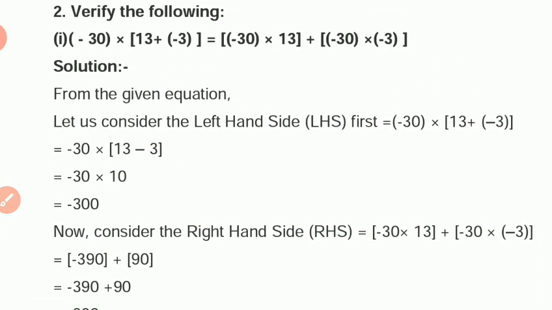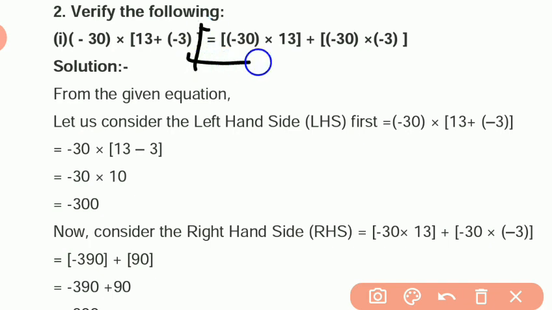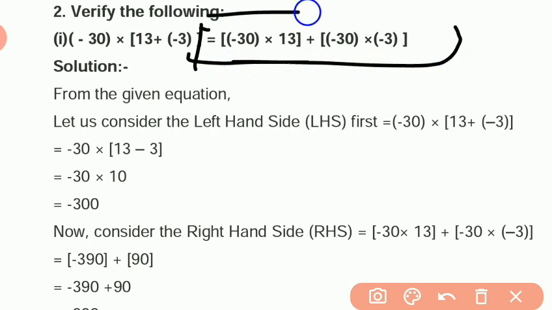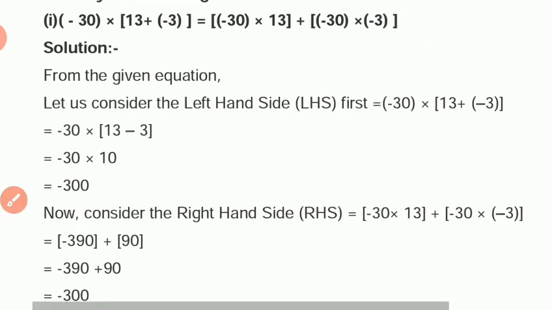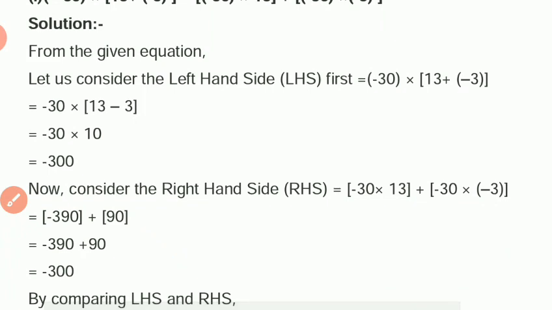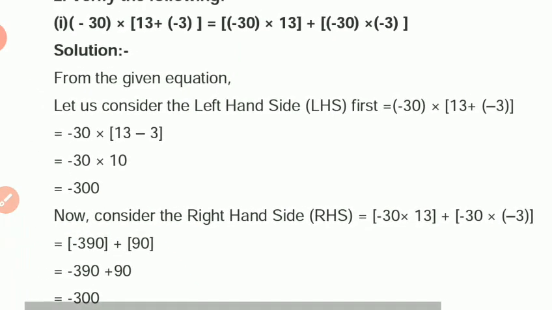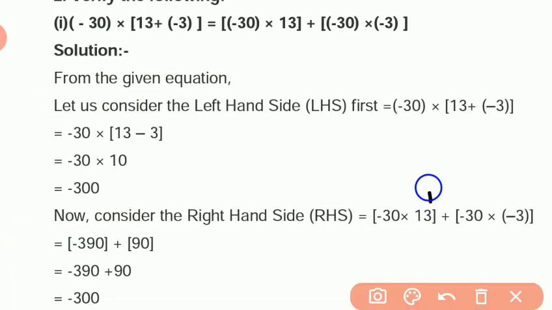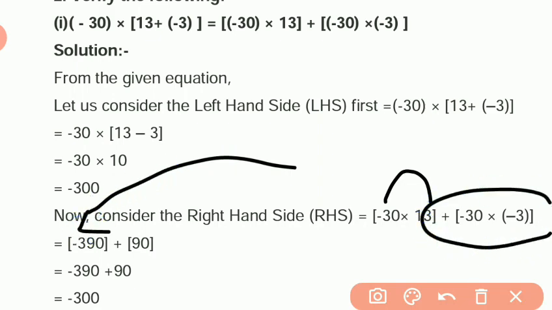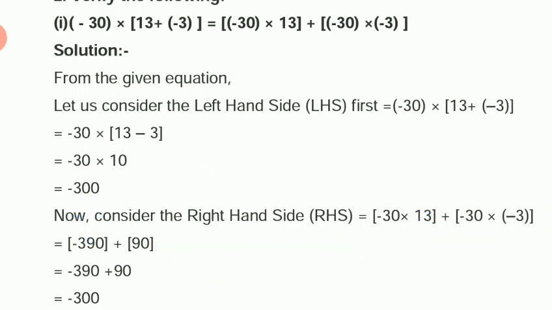Now I'll find the value of right hand side. Right hand side is given as bracket of minus 30 into 13 plus bracket of minus 30 into minus 3. Here bracket means first we have to solve the answer of the bracket. So minus 30 into 13. 13 3s are 39, so 13 30s are minus 390. Then plus, and 30 into 3 is 90 and minus into minus plus.